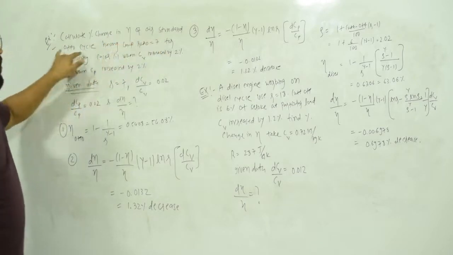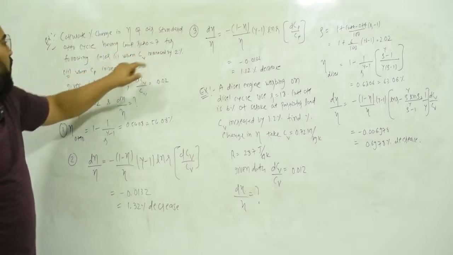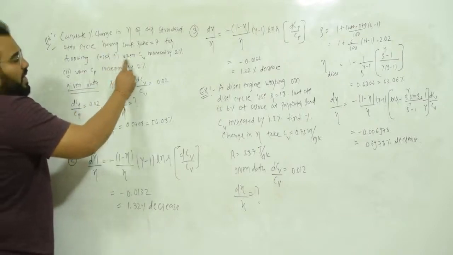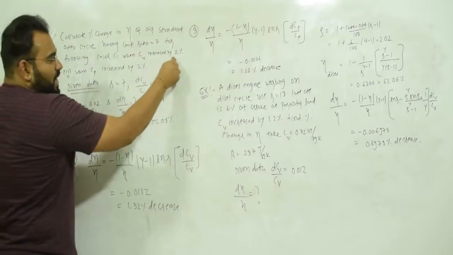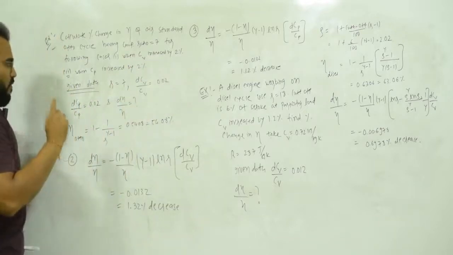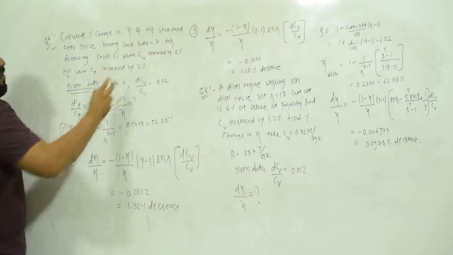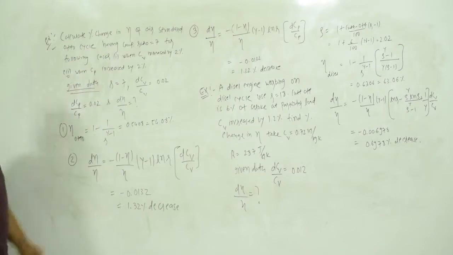Let us start with the first example, which is: calculate the percentage change in efficiency of air standard Otto cycle having compression ratio 7 for the following two cases. Case number 1, when specific heat at constant volume, that means CV, is increased by 2%. Second, when specific heat at constant pressure, that means CP, is increased by 2%.